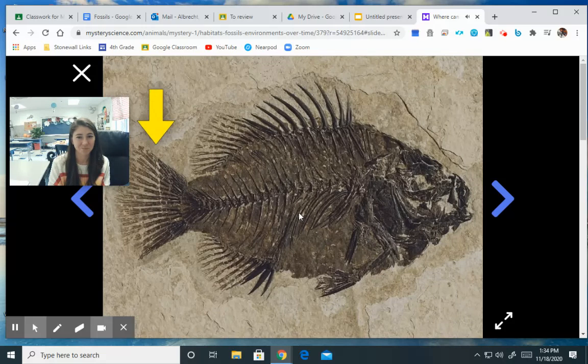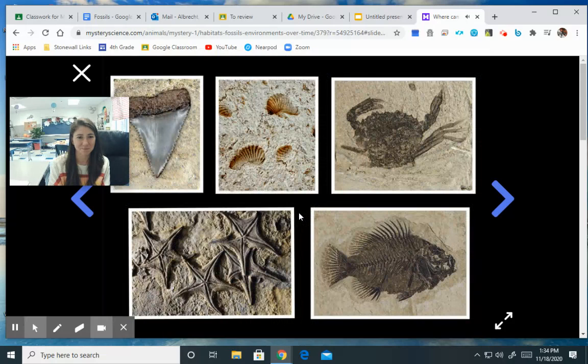I started to realize something strange about all these fossils in the quarries of Illinois. Shark teeth, shells, crabs, starfish.